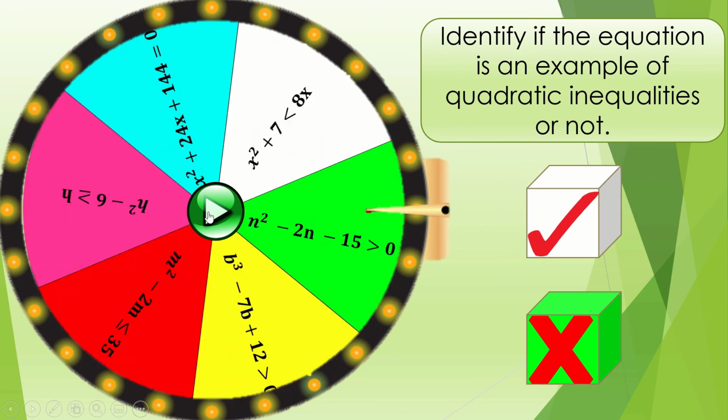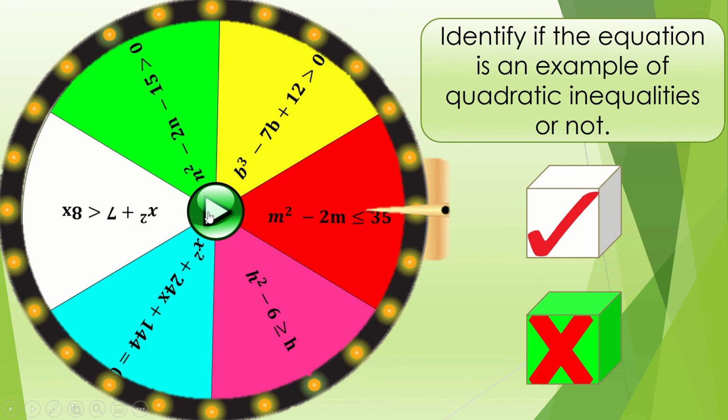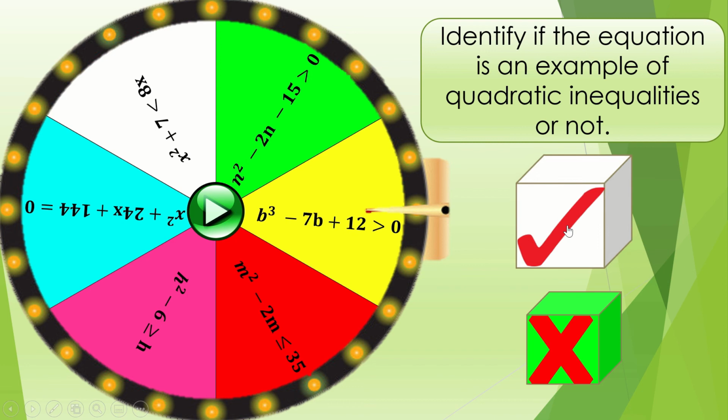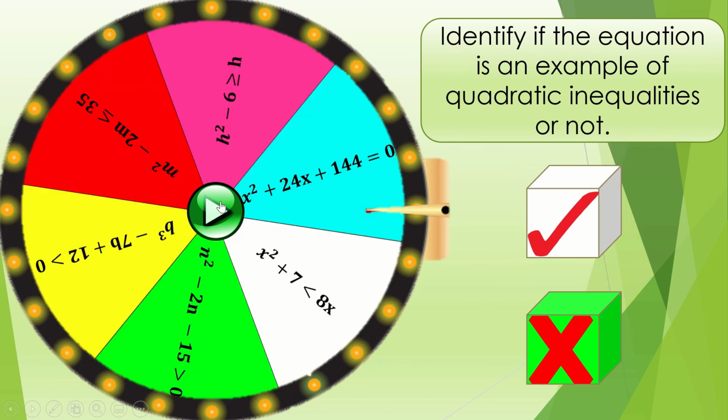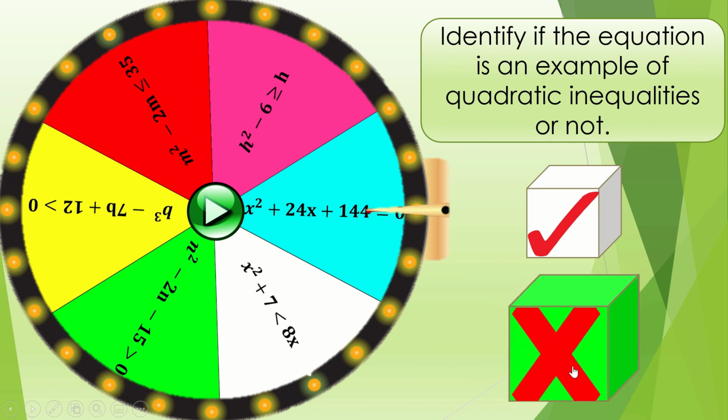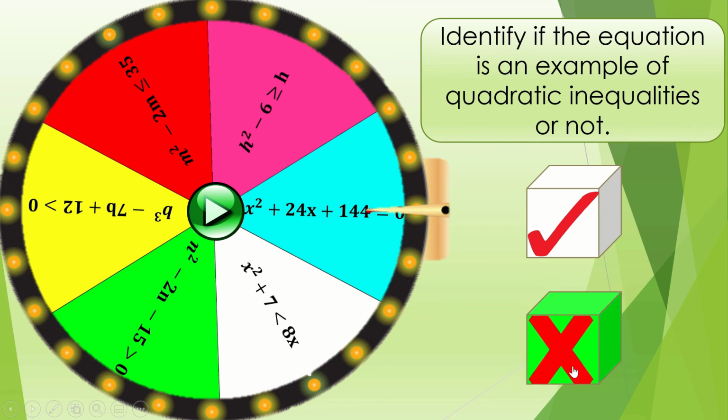Let us try another one. b cubed minus 7b plus 12 is greater than 0. It is also a quadratic inequality. Okay, let us have a last one. x squared plus 24x plus 144 is equal to 0. It is not a quadratic inequality. Instead, it is a quadratic equation.